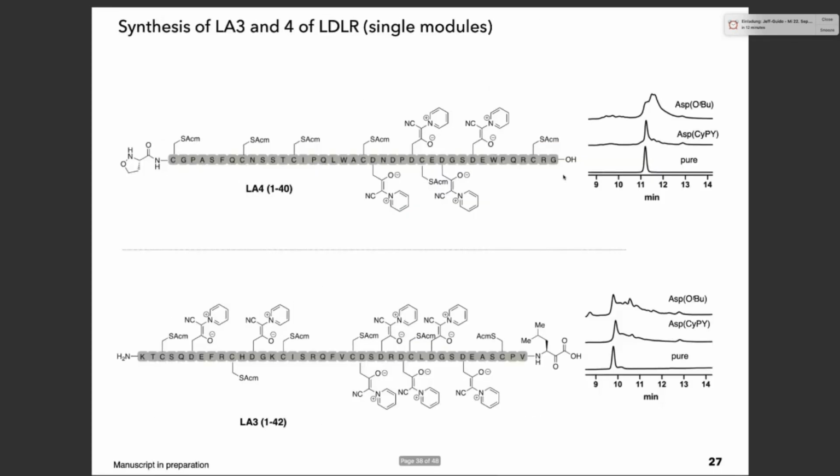And so to do ligations, we prepared now these segments. So we picked 2 of these LA domains, which come together, LA4 and LA3. We prepare those again with the cyanopyridine ylids. They're not perfect, but we see pretty good looking crude peptide, certainly a lot better than the one we made with the tert-butyl protected aspartic acid. And we can get this, this is the fully deprotected one. We can get this quite pure in the end.